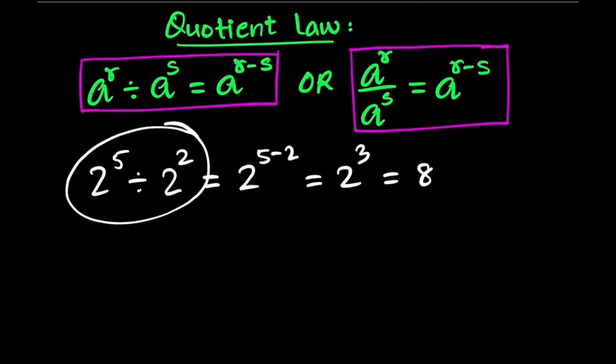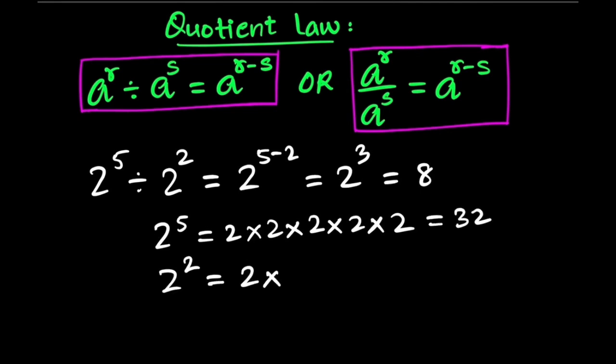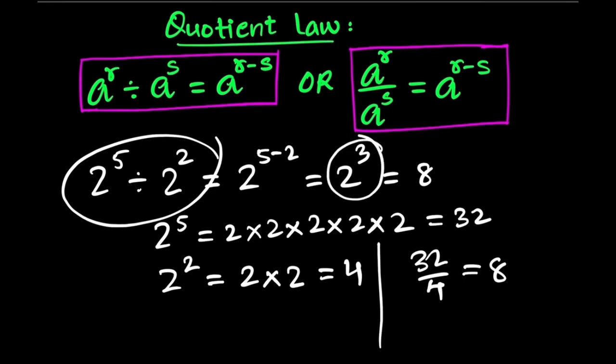Now let's check if this is really equal to 8. 2 raised to 5 means 2 times 2 times 2 times 2 times 2. That is 2 repeatedly multiplied 5 times, which equals 32. And 2 raised to 2 means 2 times 2. That is 2 multiplied 2 times, which equals 4. Now 32 divided by 4 gives us 8. So yes, 2 raised to 5 divided by 2 raised to 2 is exactly equal to 2 raised to 3.